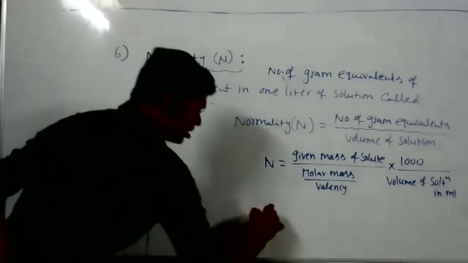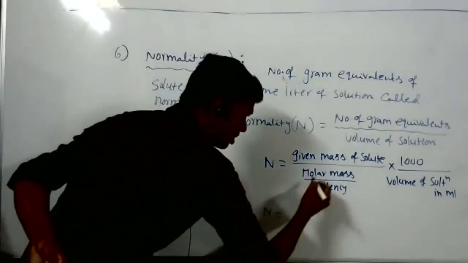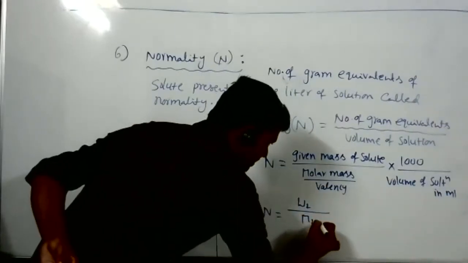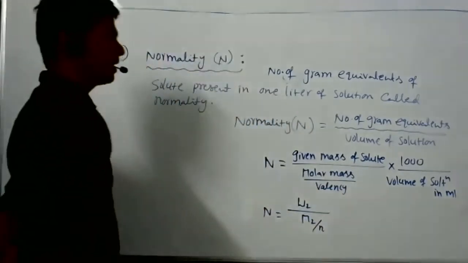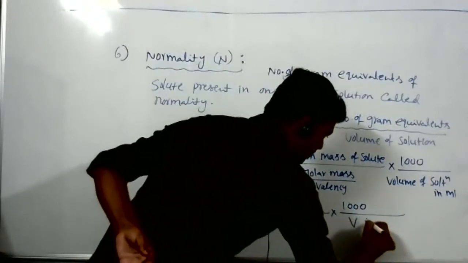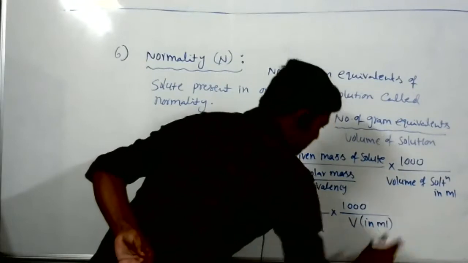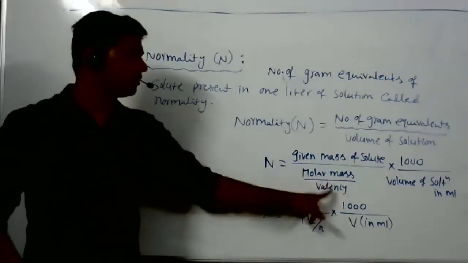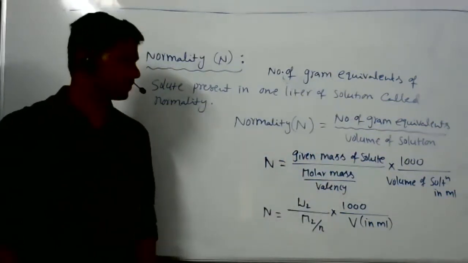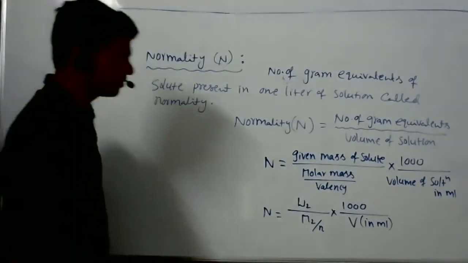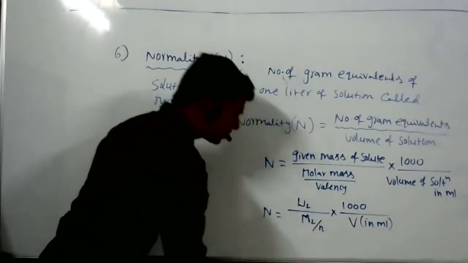So normality is equal to the given mass of solute, we can write W2, by molar mass M2. Here valency, just write small n. Valency is small n, into 1000 by volume of solution, V in ml. So this term, molar mass by valency, is called equivalent weight. Later we'll discuss how to calculate equivalent weight. This is M2, molar mass of solute.